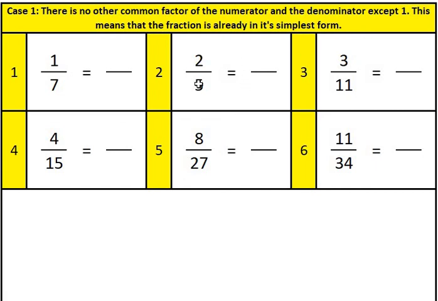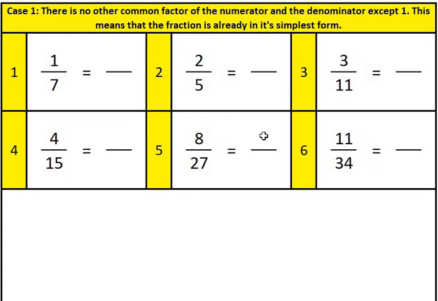Then 2 out of 5, same thing. There's no common factor, so it's already in the simplest form. This one also has no common factors. And then 4 out of 15, 8 out of 27, and 11 out of 34, same thing. There are no common factors for the numerator and denominator, so they're already in the simplest form.